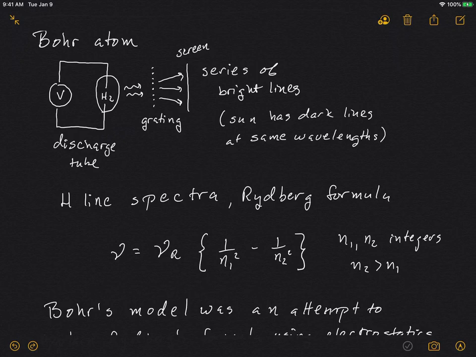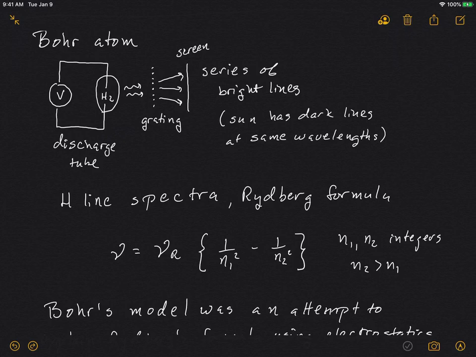And also the sun has a similar series of lines, but they're dark lines at the same wavelengths that you see in one of these discharge tubes. So there's a series of lines. Perhaps you've done this experiment looking at a discharge tube through a diffraction grating, a little piece of film, and you see these interesting lines that appear.